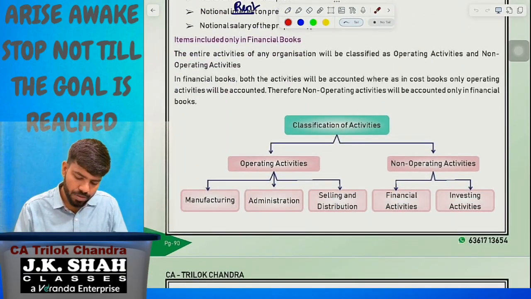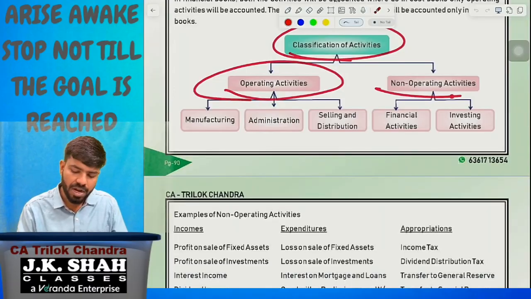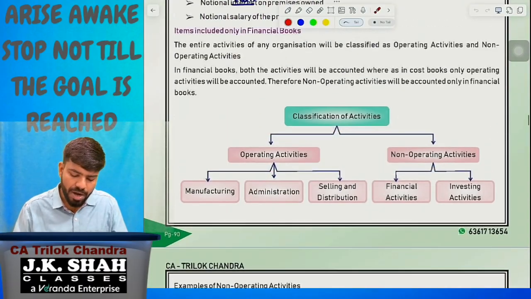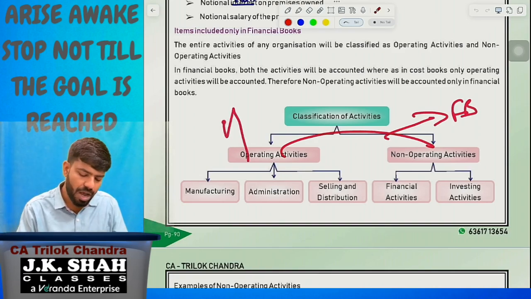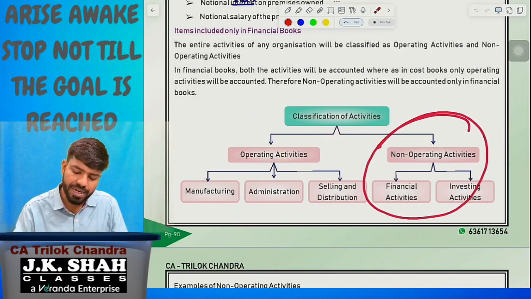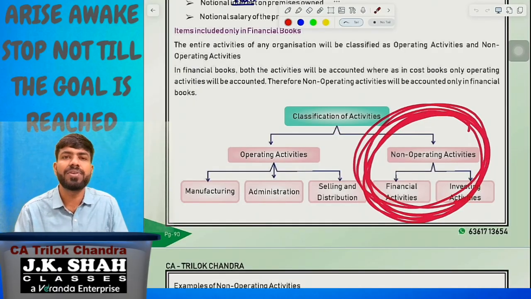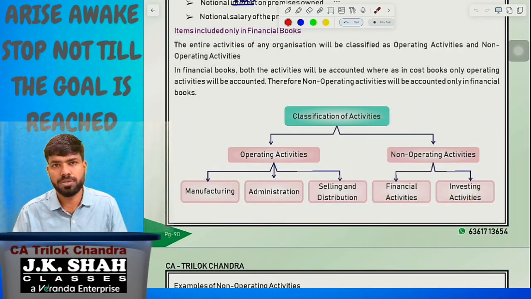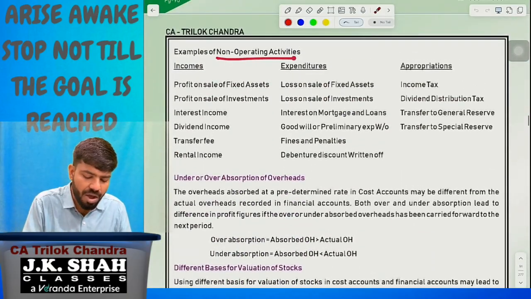So, the classification of activities has been given: operating activities, non-operating activities. Now, the point is both will be considered in the financial books, but operating activities are considered only in the cost books. So what is the difference? Non-operating activities are the transactions which create the difference between cost books and financial books. Clear?